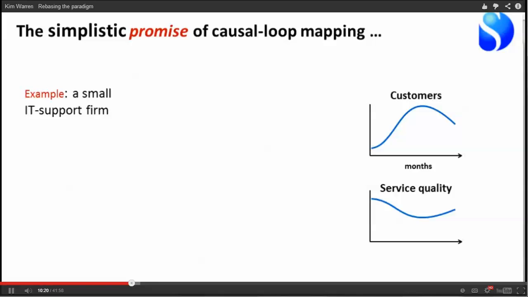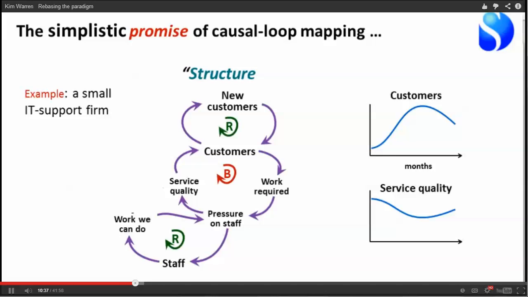And this is their problem. Over a period of some 24 months, they saw substantial growth in their customer numbers, but that's peaked and it's now falling away. And over the same period, service quality dipped and is now coming back again. So we do a causal loop analysis of what might be causing this, and this is what we discover. We discover that at the top there should be some reinforcing growth with customers giving us access to new customers. You know, I've done great work for this client, let me do it for you.